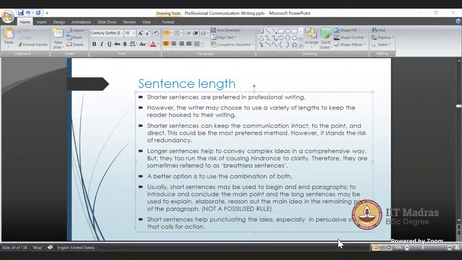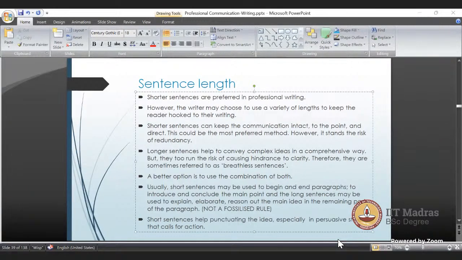Short sentences can always be used to begin and end paragraphs. Okay, and what do they do? To introduce and conclude the main point, that is, to begin and end the paragraphs, we can always use shorter sentences. We'll discuss what happens when we use a short sentence in the remaining part of the class. But if you ask me when to use short sentences in writing, I will tell you, begin and end your paragraphs with short sentences.